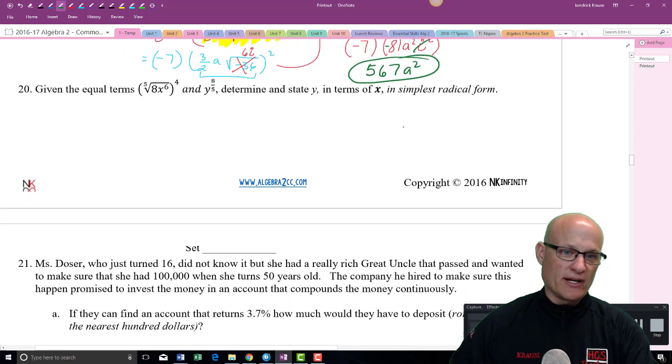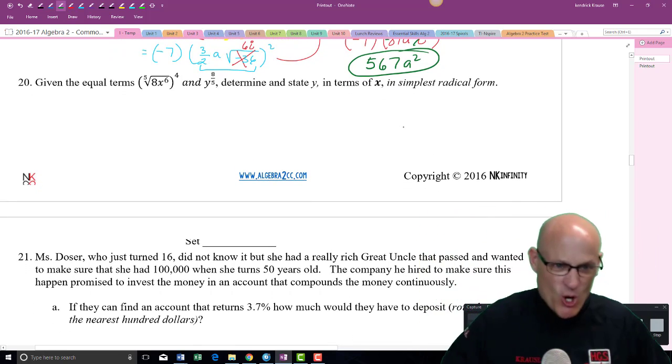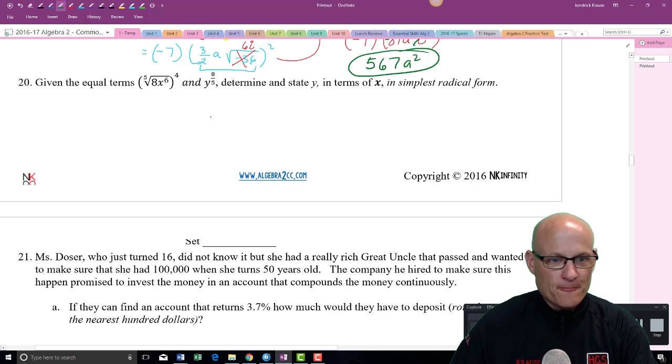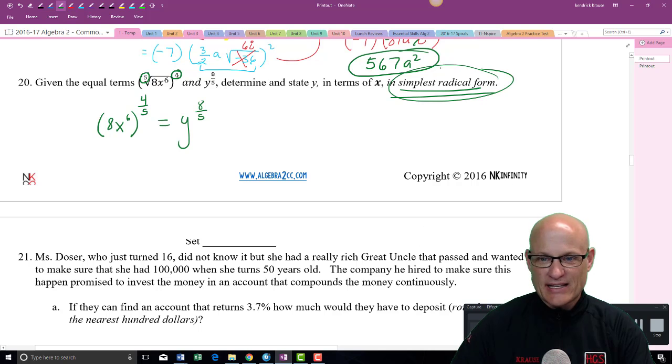All right, this is number 20. And then we're halfway. And now we got the hard problems coming. Woo! All right, this is going to be a long video. All right, so, oh man, this one's tough. Tough, tough, tough. Okay, remember, roots are in the ground. These are exponents. So this becomes 8x to the 6th raised to the 4/5 power equals y to the 8/5 power. Is this the one that's in simplest radical form? Yep. Let me highlight that so I don't forget it.